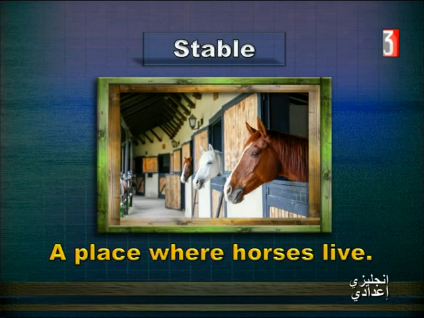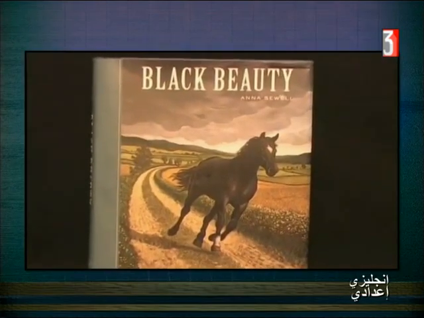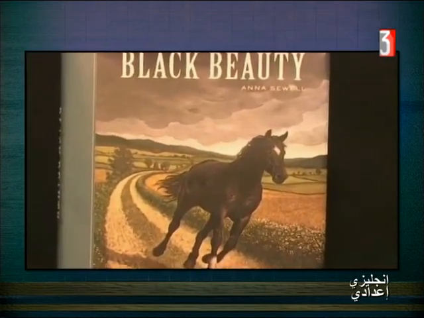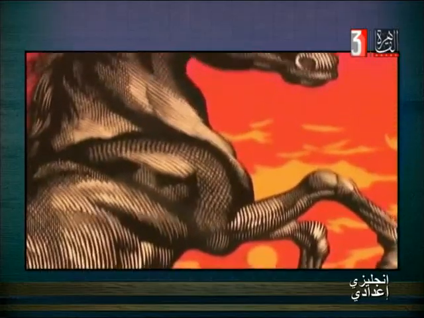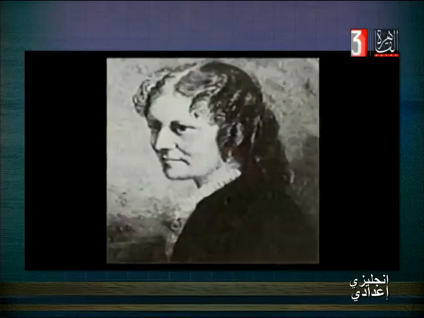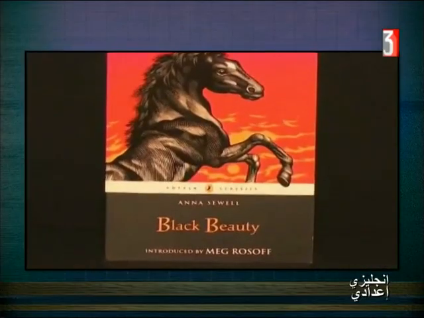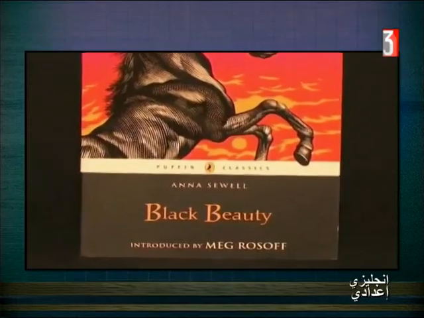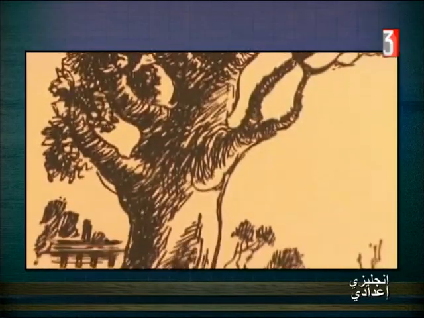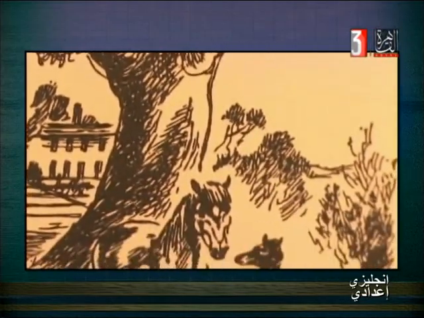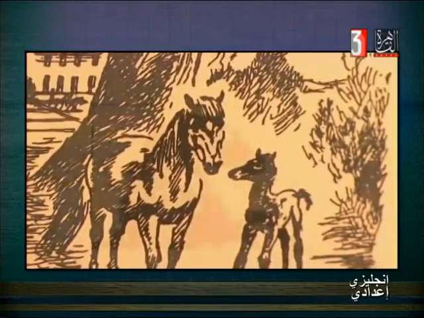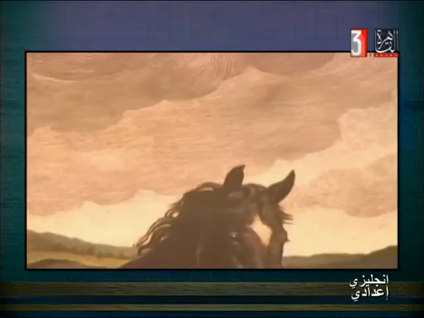Black Beauty is a novel written by Anna Sewell and published in 1877. It is an autobiographical account of a horse named Black Beauty who narrates his life story from his early years as a colt on an English farm, through his working years as a carriage horse in London, and finally to his retirement in the countryside.